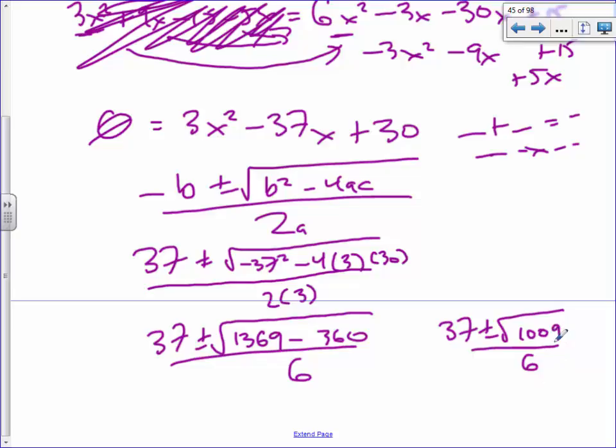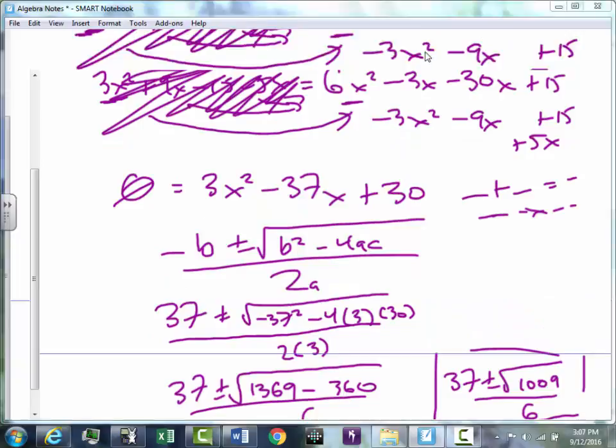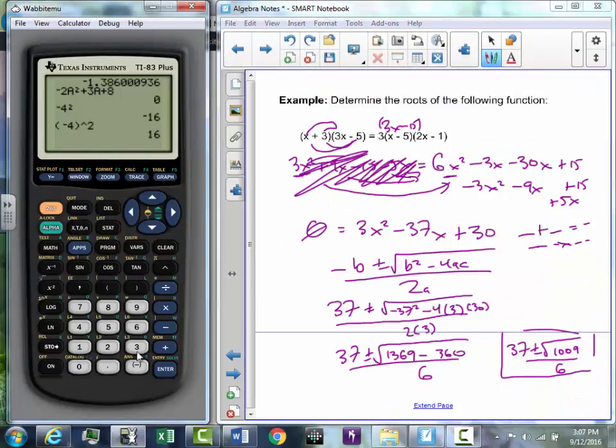This is equal to a couple of really nasty decimal numbers. Is there any purpose in finding them? Not that I can see. I'm going to do it one more time just right now just to prove that I did it right, but I'm actually going to ask you to leave it right there. But let's just check. I'll check the work on here. So I'm going to take 37, add the square root of 1009 and divide by 6. I'm going to get a super nasty decimal number.